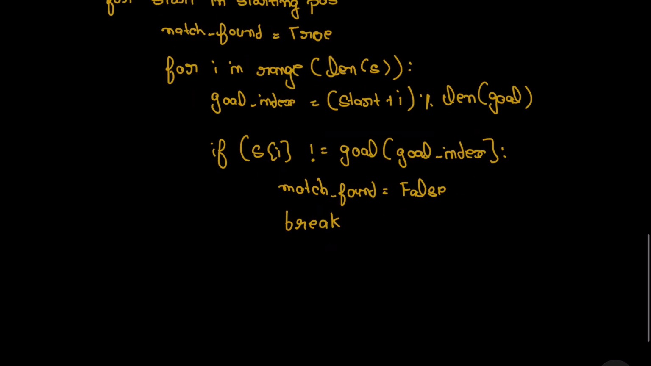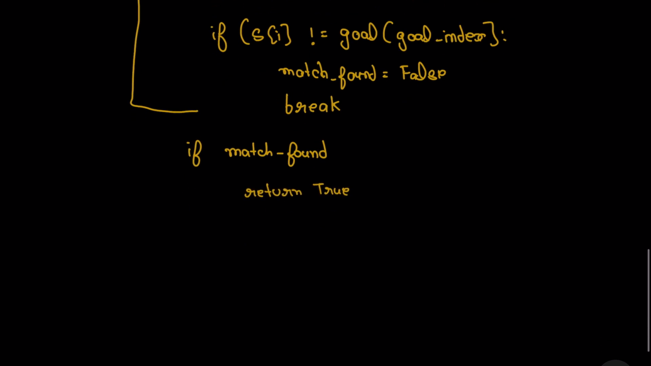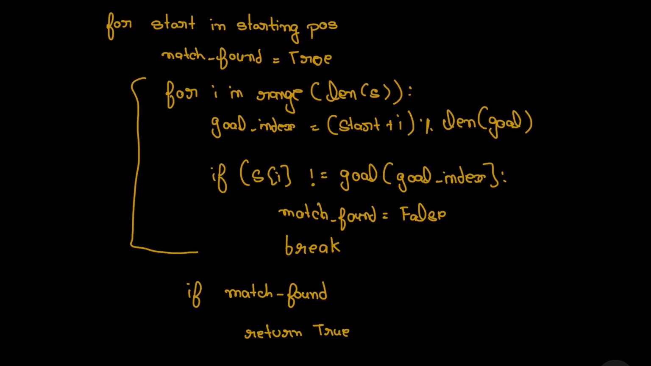If after doing all this operation, that is running through both the loops, I do not find any case where my match found happens to be false, that is if there is no index at which the values are different, I will check it here. If match found, then return true. Or else if nothing happens in the code, I just return false at end of the code. And this again shall give me the same result.